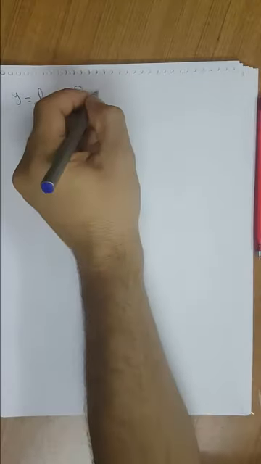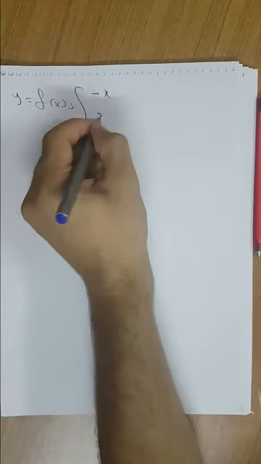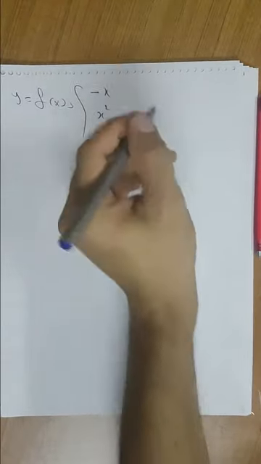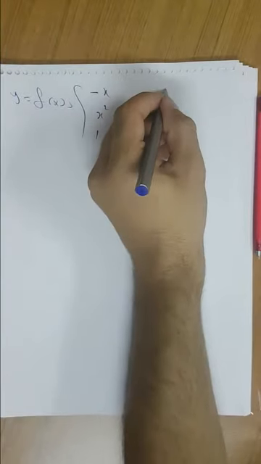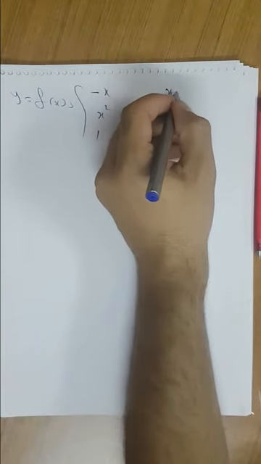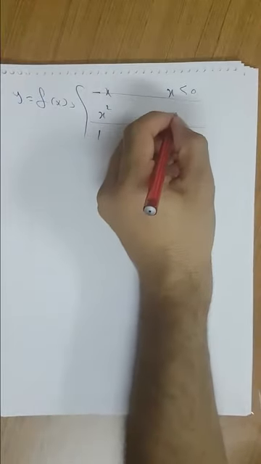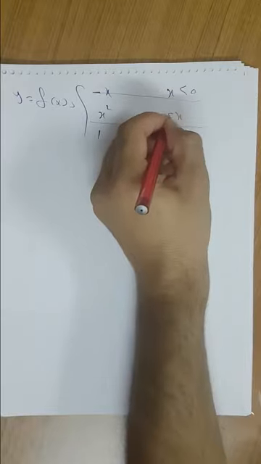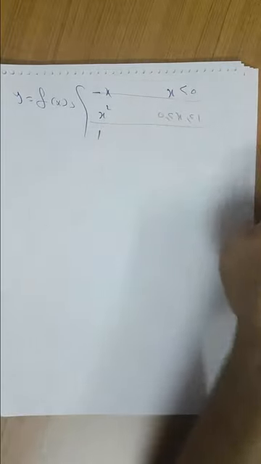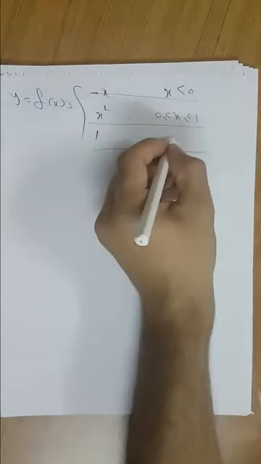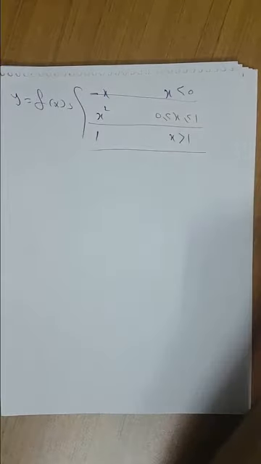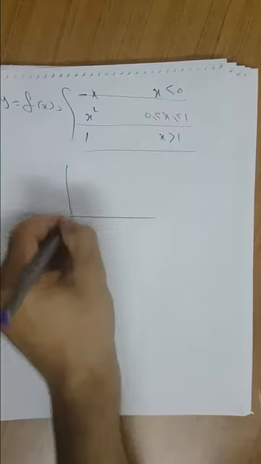So y is equal to f of x is equal to minus x squared, 1. Okay. How about here? X less than 0. Yeah, it's a condition. How about the second condition? You say x is between, and equal to, 0 and 1. How about the third condition? You say x is greater than 1.